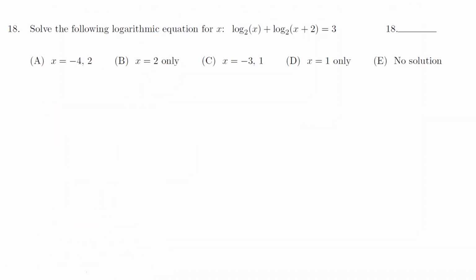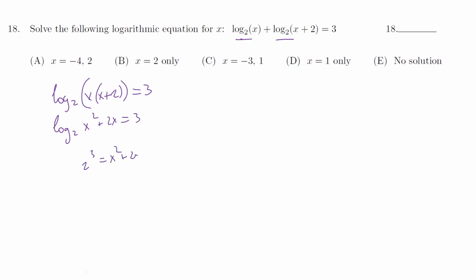Next. Let's solve the following logarithmic equation. We have the same base, therefore we can combine and do the sum of logs. So log with the base of 2 of x times (x plus 2), inside that logarithm, is equal to 3. So this is log base 2 of (x squared plus 2x) equals 3. Therefore, 2 to the power of 3 is equal to x squared plus 2x. So 8 is equal to x squared plus 2x.